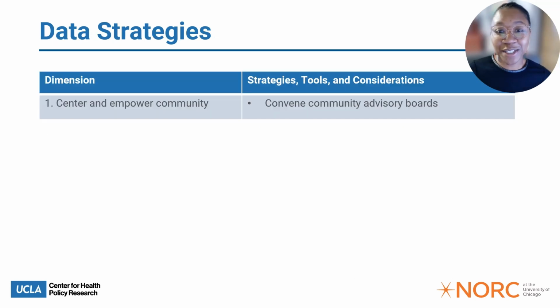So what do each of these dimensions look like in practice? A strategy to center and empower community is in convening community advisory boards. Considerations when convening a community advisory board is to develop formal processes and bylaws to make sure that roles, goals, and expectations are clear from the start.